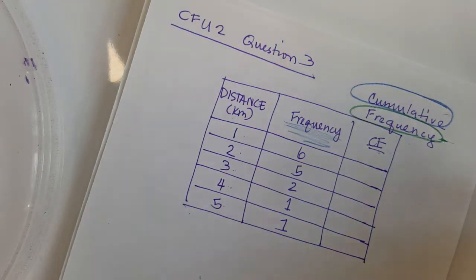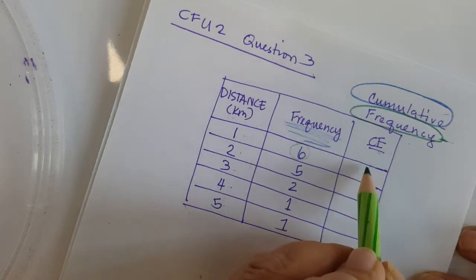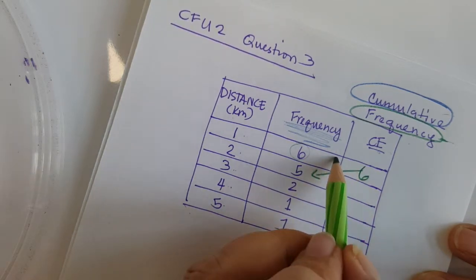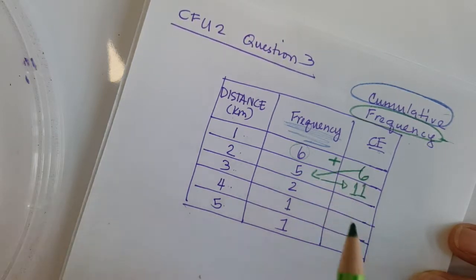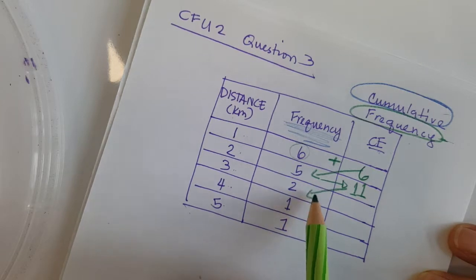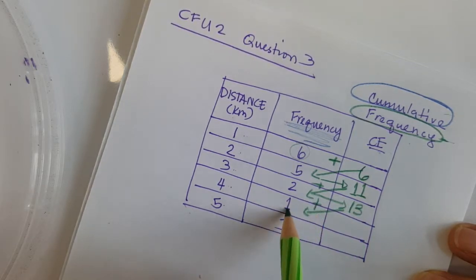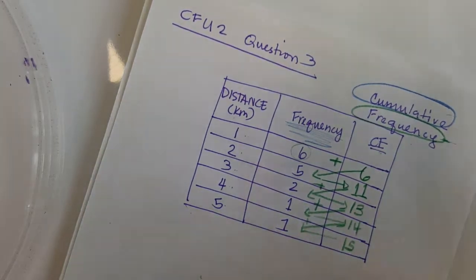Okay, so how do we do this? You start with the first frequency. That means there were 6 runners that were counted. Then the next batch, you added 5 more runners. So 6 plus 5 gives you 11. Then the next, you added 2 more runners. So now you have 13. And then we added 1 more runner, so now you have 14. And then we added another runner, so now you have 15. So that's how you get the cumulative frequency.